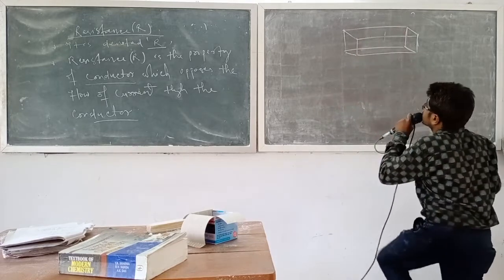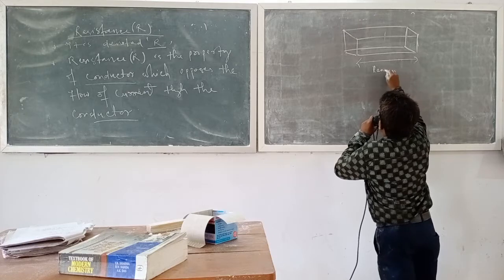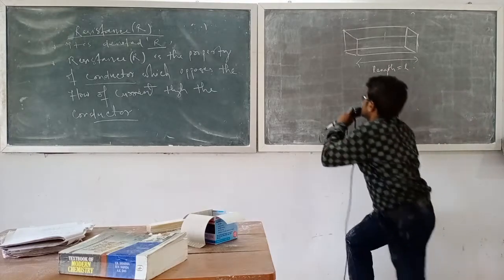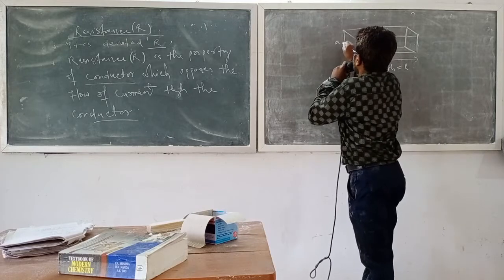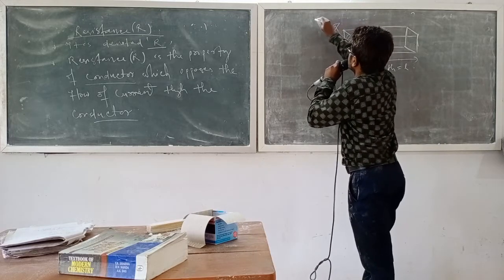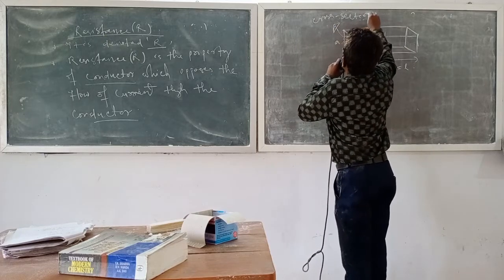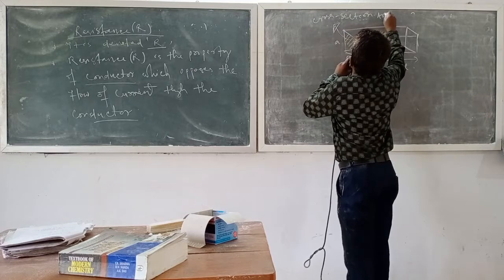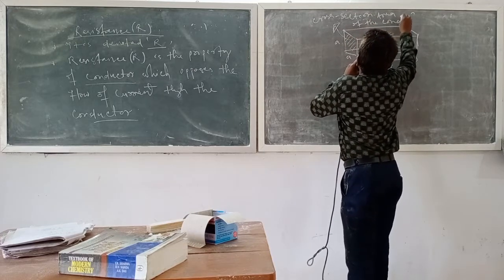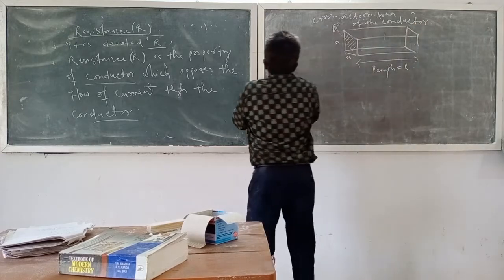Suppose this is the length equal to L, and this is the side A, this is the height A. Suppose this is square form, this is the cross section area of the conductor.